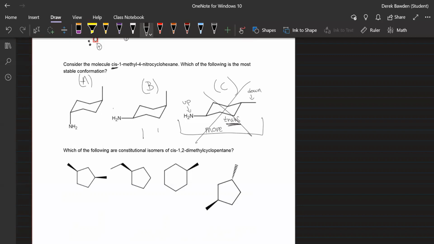Whereas here our nitrogen is going up and the methyl group is going up, so they are cis to each other. This one's going down and this one's going up, so they're trans to each other. So just by knowing cis and trans, you could find out it's B. The other reason is that our NH2 is our bigger group, and it is equatorial in this position, so that's going to be our most stable conformation.